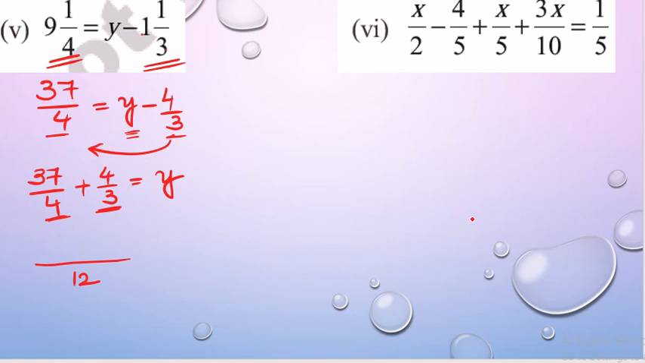So if that is the case, then what can I do? I can directly cross multiply. So 37 into 3. 7 3s are 21, 2 is left, 3 3s are 9, plus 2 is 11, so 111, plus 4 4s are 16 is equal to y. So 111 plus 16 is nothing but 127 divided by 12 is equal to y.